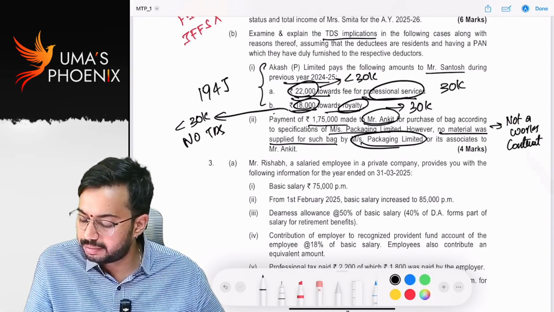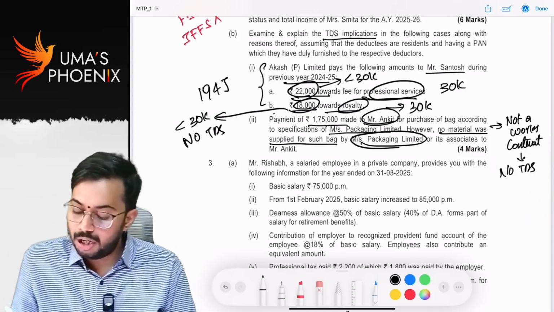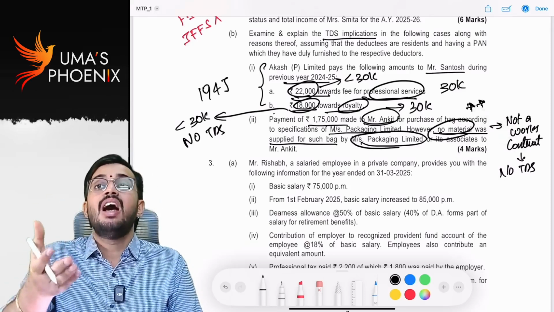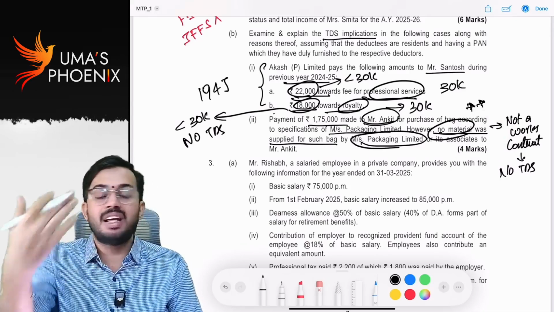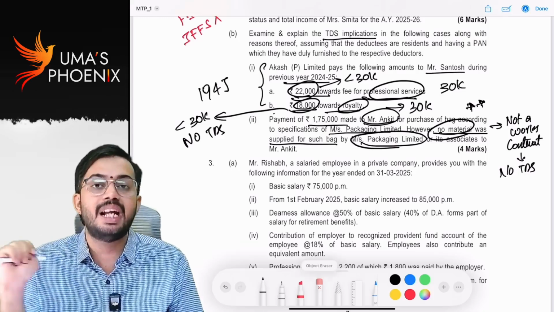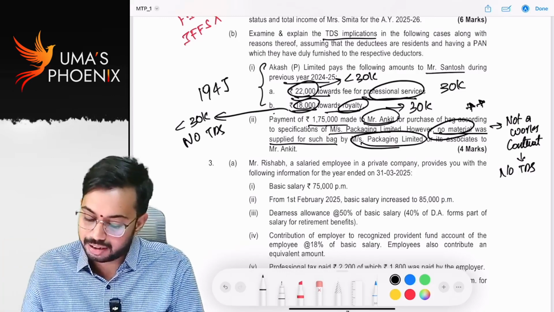Is it clear? See, no material was supplied. If material is supplied and using that material, if product is prepared and given, it amounts to works contract. However, material was not supplied, it does not amount to works contract, it amounts to sales contract.